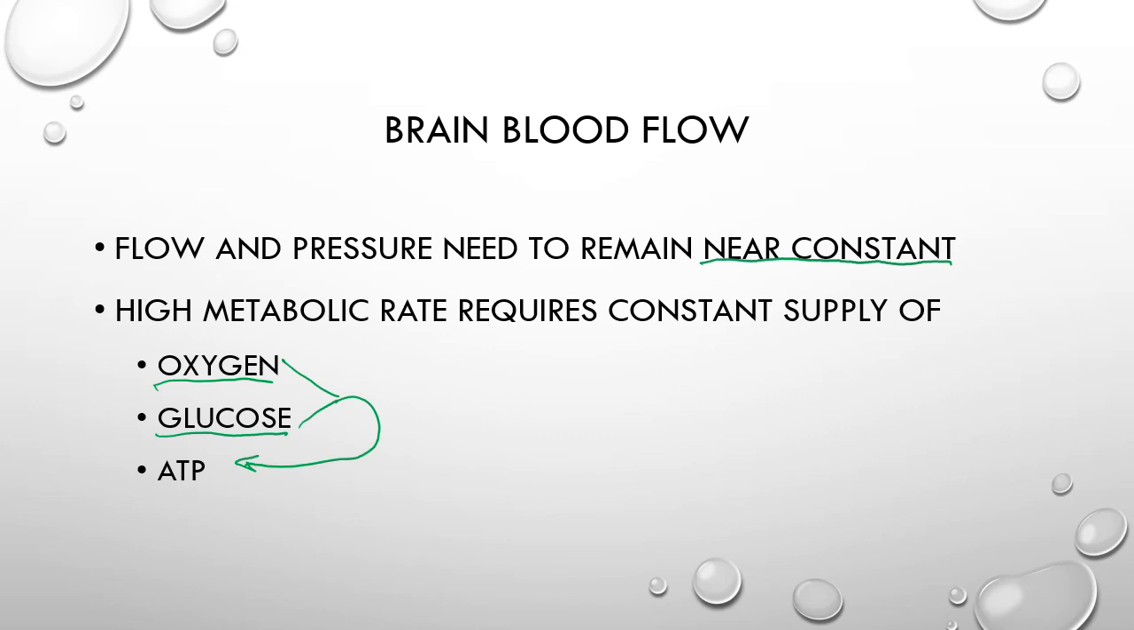And that was only seconds. That was only a couple of moments where we had that decreased supply. But that just goes to show how high of a metabolic rate the brain actually has. And so we have to maintain that normal flow within the brain and within the systems themselves in order to supply all of that needed ATP for our cells to do their job.